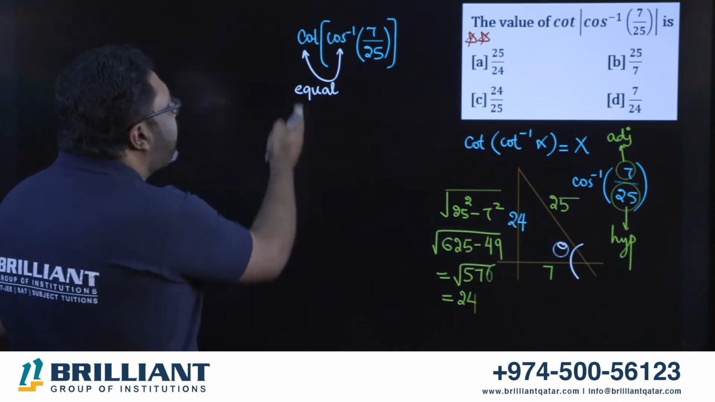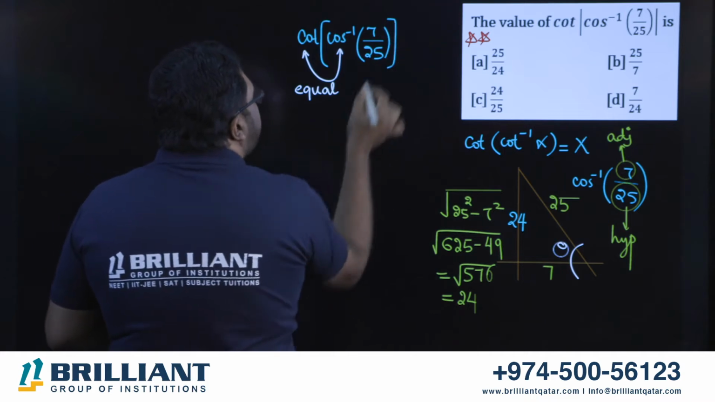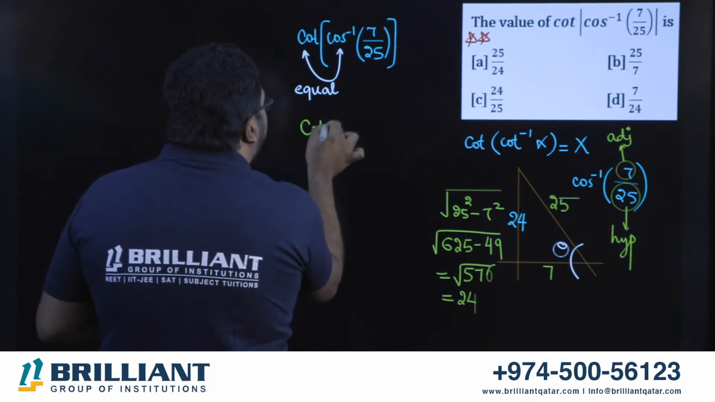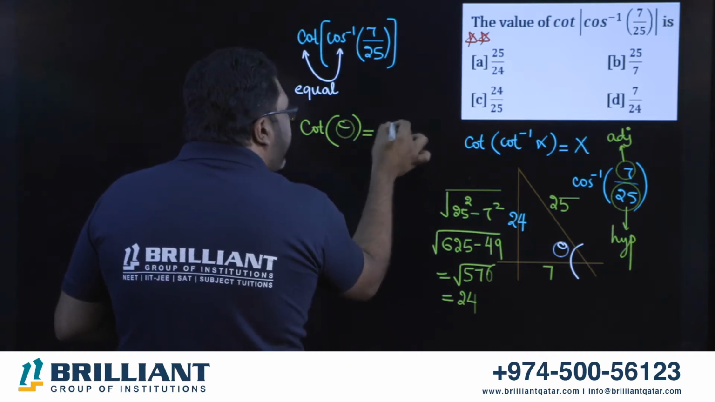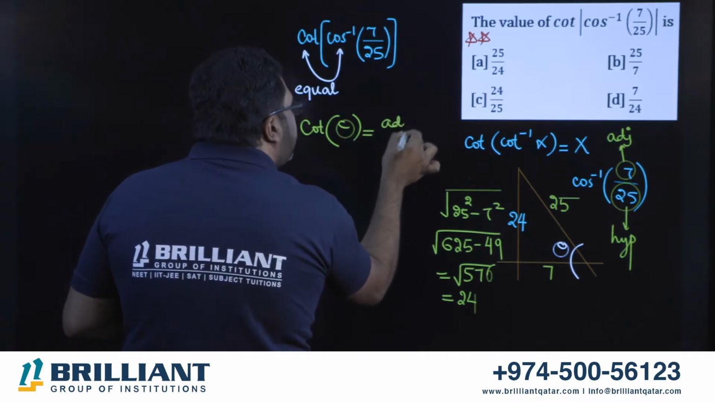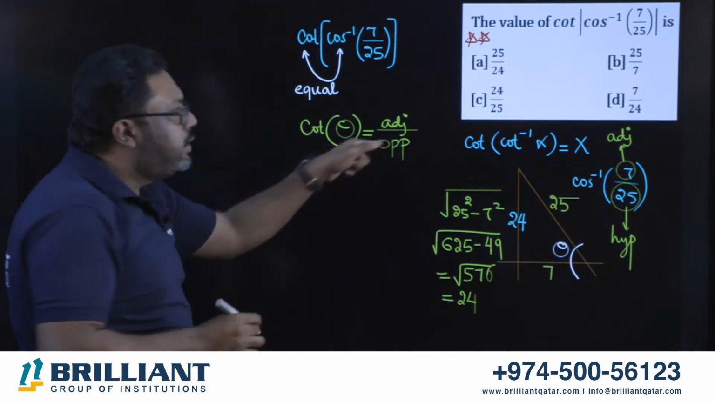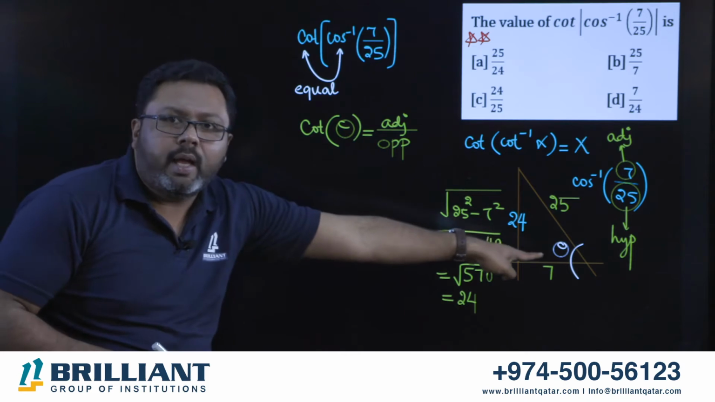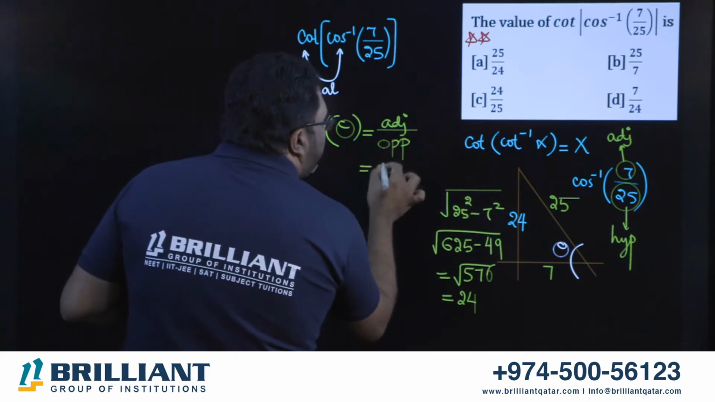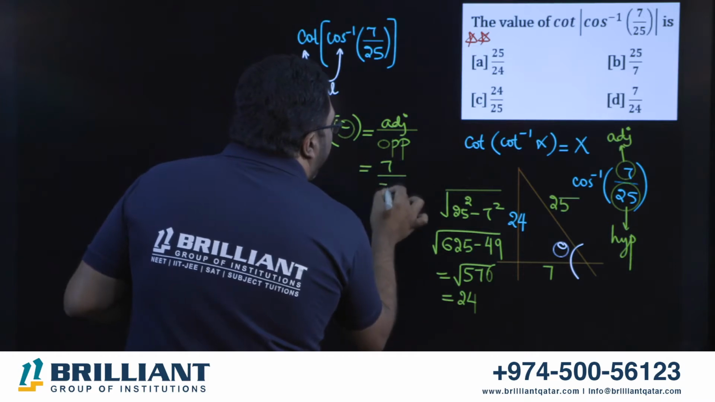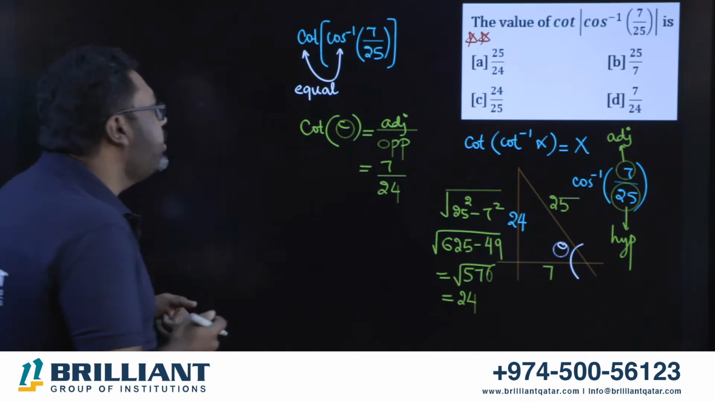Okay. Now I will try to make this cos inverse as cot inverse. Now all of you, what is the formula for cot theta? Cot theta is 1 by tan theta. It is adjacent by opposite. Look at the triangle. Which is your adjacent side? Which is your opposite side? 7 is your adjacent side and 24 is your opposite side.